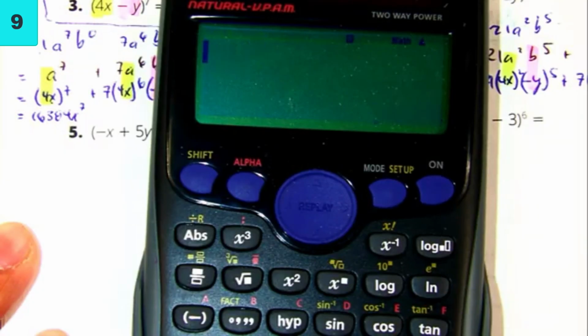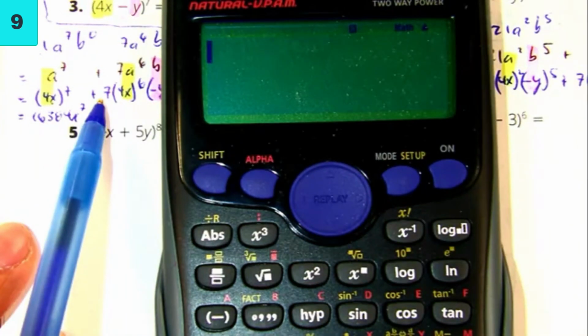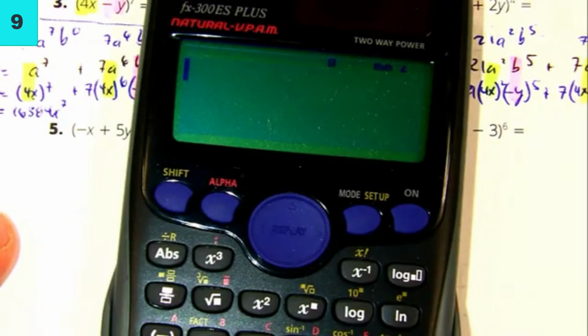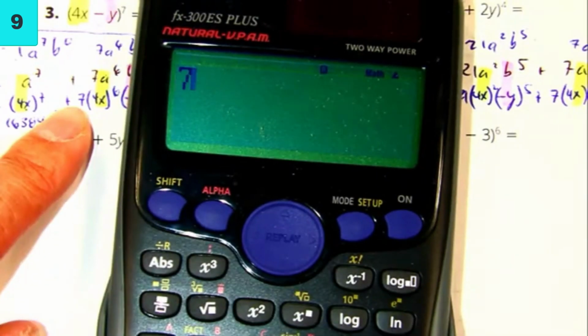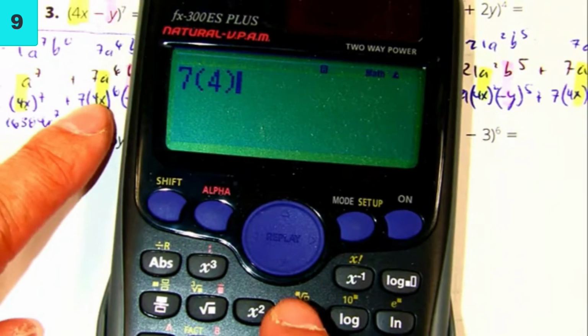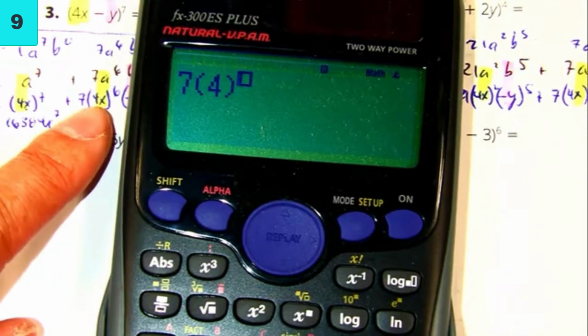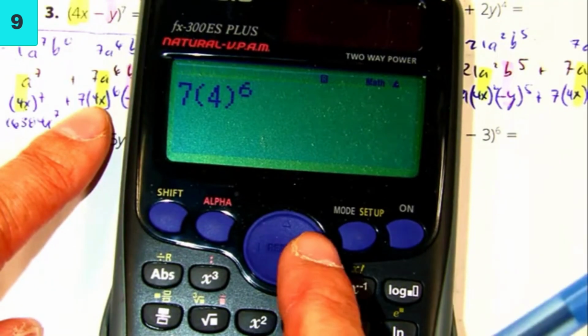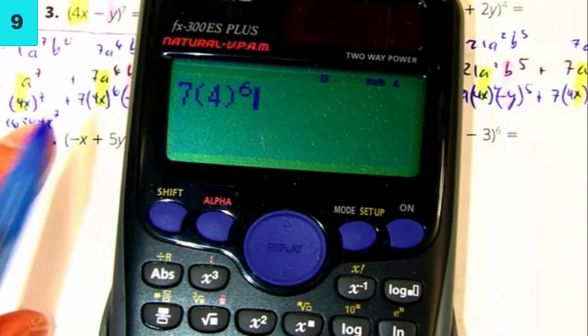we're going to type in 7 parentheses 4. I'm not going to include the variable. So 7, 4, exponent 6. To get out of the exponent, you're just going to press the right key. And then negative y is essentially negative 1.